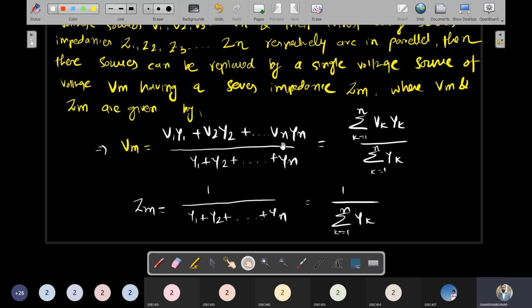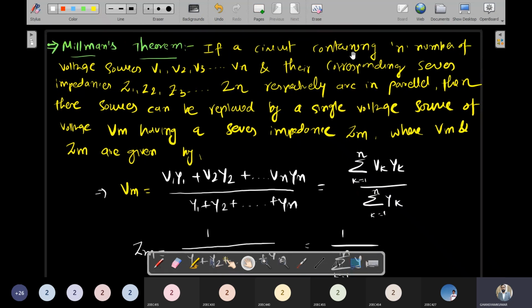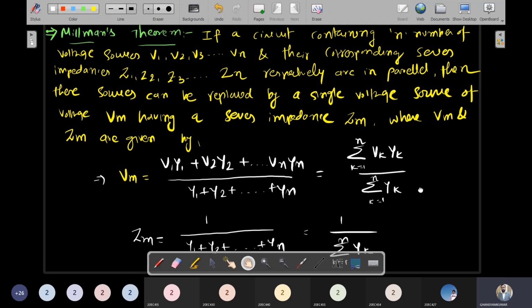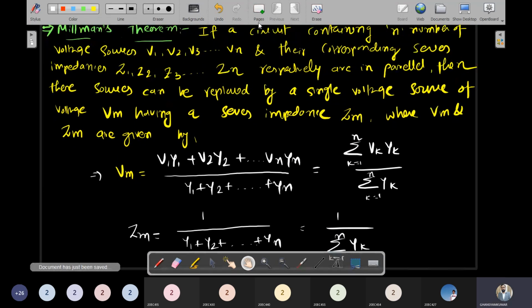So here in the statement it is written that if a circuit contains n number of voltage sources V1, V2 up to Vn and their corresponding series impedances Z1, Z2 up to Zn, and those need to be in parallel, we can convert all these sources and impedances into a single source and a single series impedance Zm. So the single source is Vm and the single impedance is Zm, and the equations for Vm and Zm are given. So how to convert that? Let us take one example based on that.